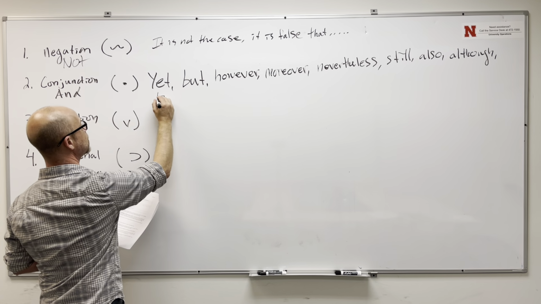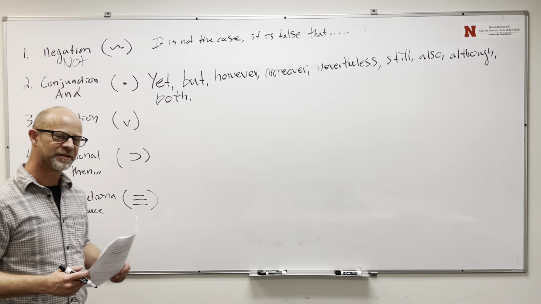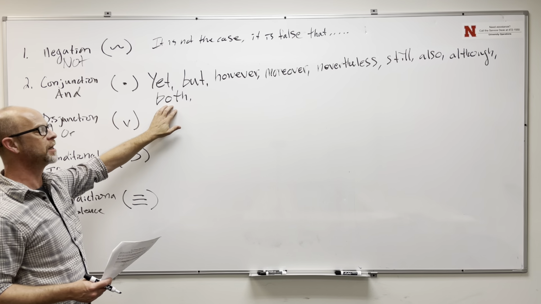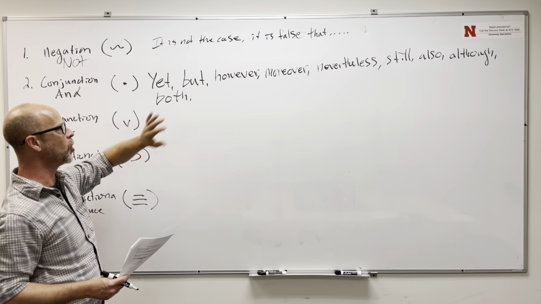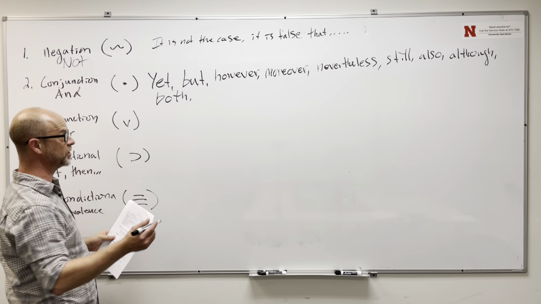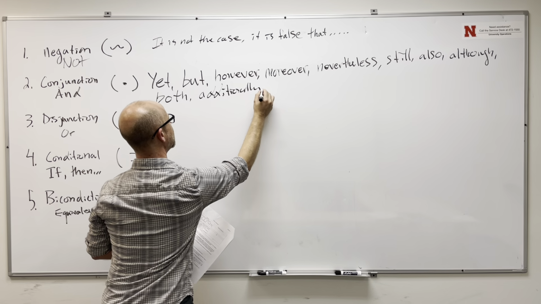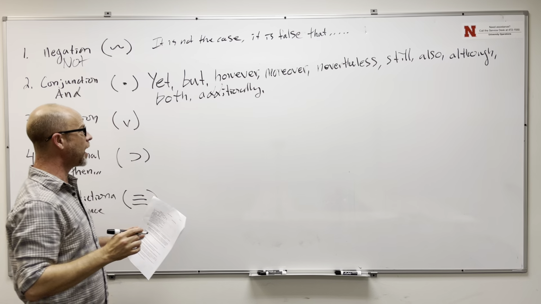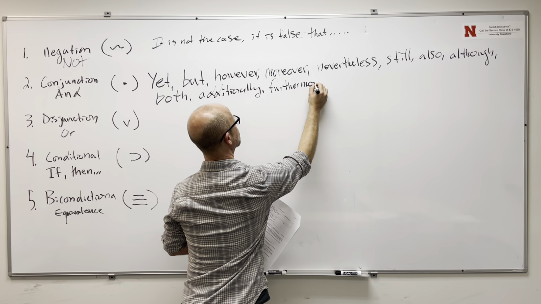We've also got both. So oftentimes both will be used to represent the conjunction. It is both this and that, right? And we also have additionally, right? That one seems pretty clear because we're adding something together. And then we also have furthermore, right?